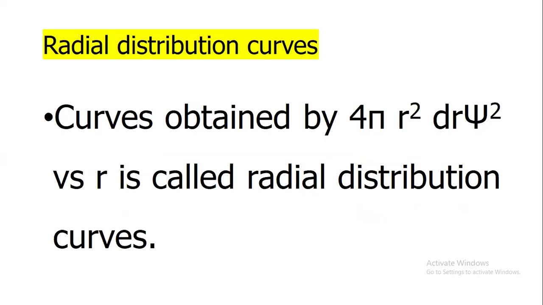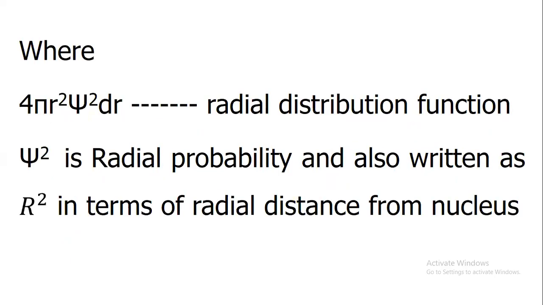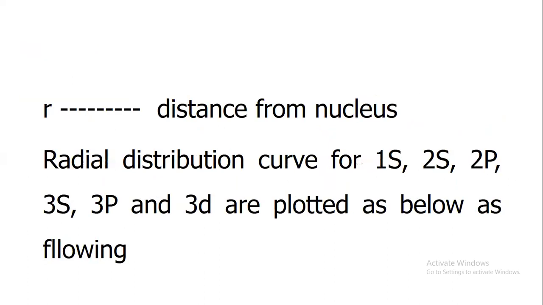The curve obtained by plotting 4 pi r square dr psi square versus r is called the radial distribution curve. 4 pi r square psi square dr is the radial distribution function. Psi square is the radial probability, also written as R square, in terms of radial distance r from the nucleus.